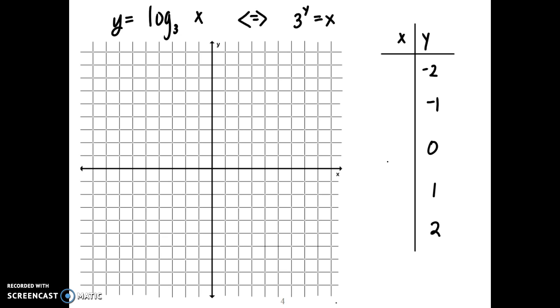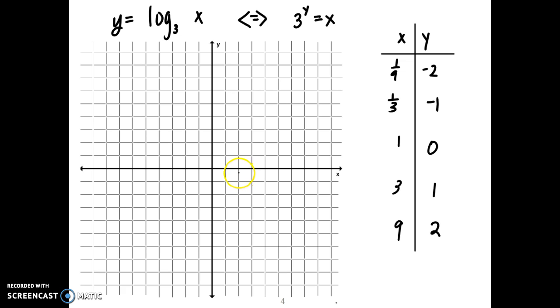And so now I'm going to create the x value. So I'm doing this backwards. So this would be 1/9, 1/3, 1, 3, 9. So these are all powers of 3. 3 to the -2 power is 1/9. 3 to the -1 power is 1/3, and so on. And so that's the table that goes with this function, and I'm going to graph it.